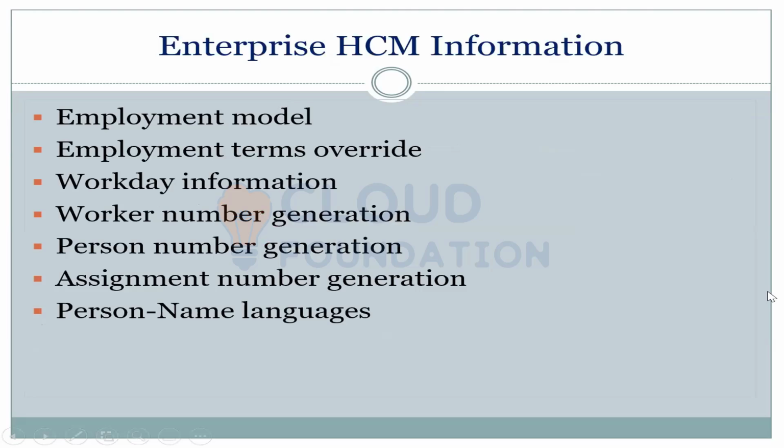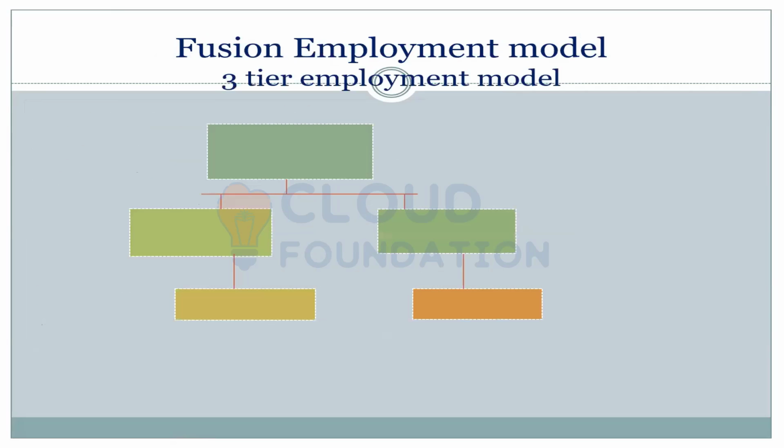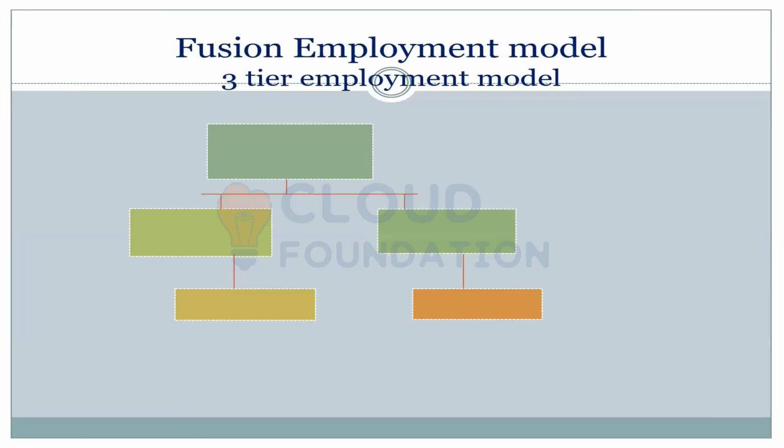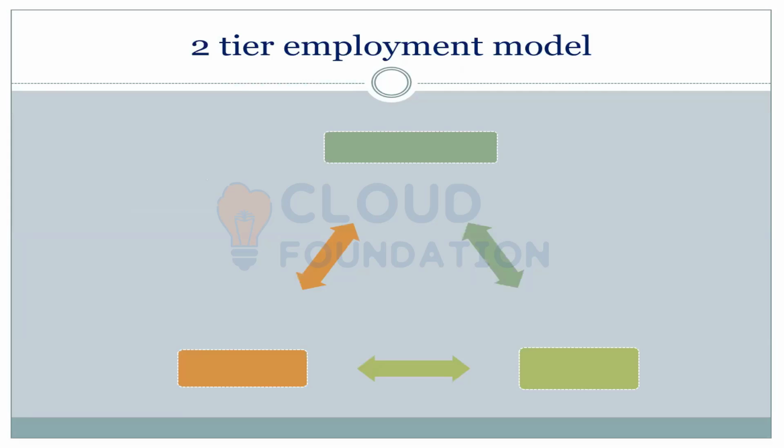Workforce life cycle. So when we talk about enterprise HCM information, what is workforce life cycle? We have the employment model, employment terms, workday information, worker number generation, person number generation, assignment number generation, person number changes. What is the 3-tier employment model and what is the 2-tier employment model? 3-tier involves the work relationship, employment terms, and the assignment, and the 2-tier employment model involves a work relationship and assignment. Sorry, I'm saying the opposite. 3-tier has 2 assignments, and 2-tier has 1 assignment.